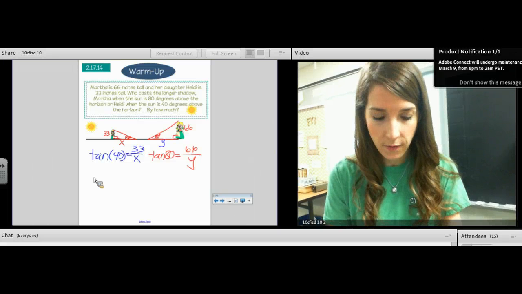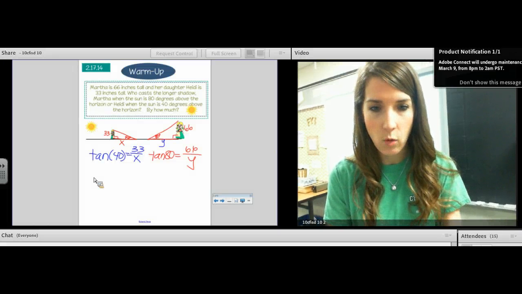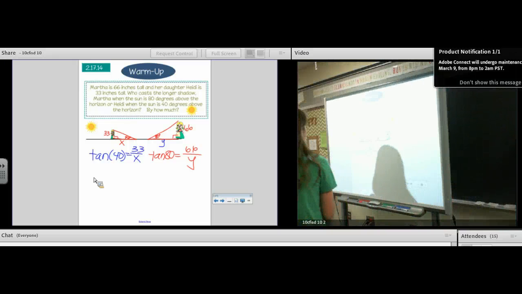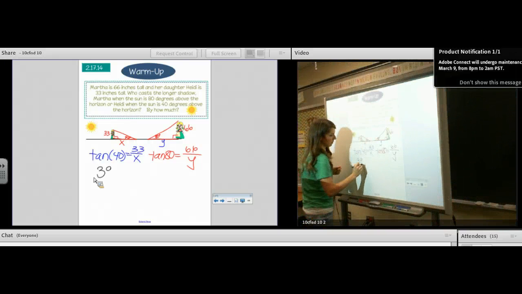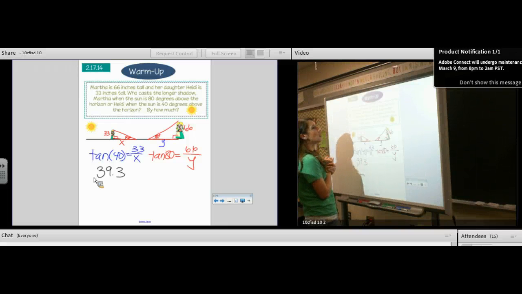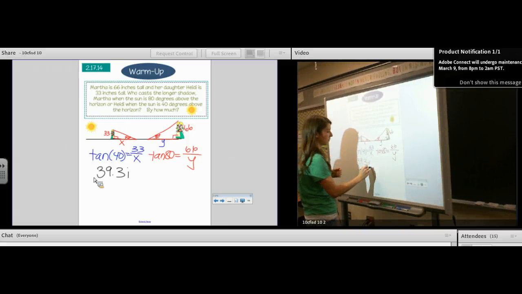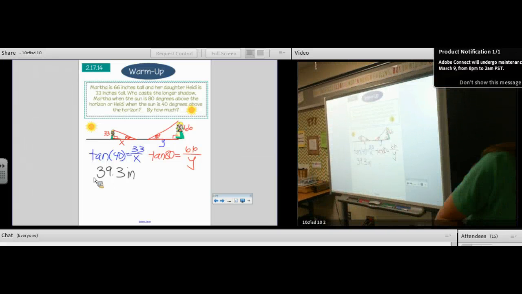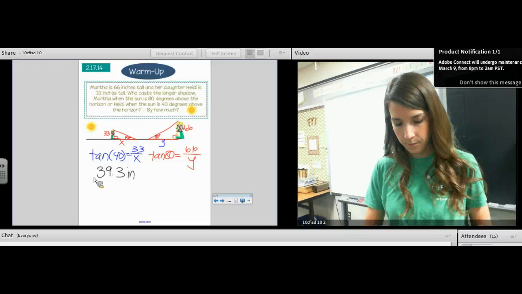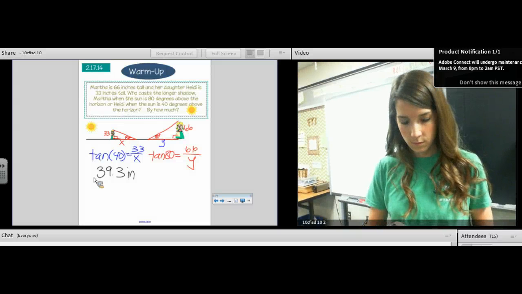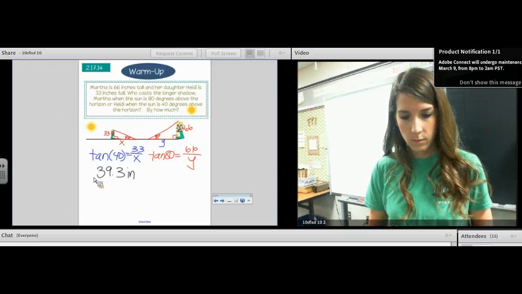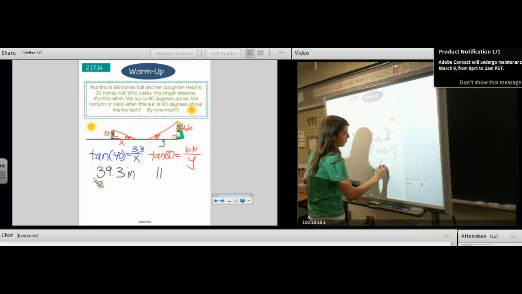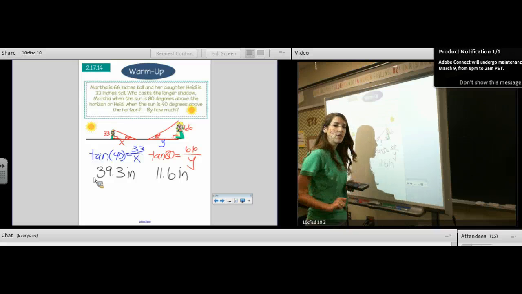Tahani, tell me what you get for X, and Jenny, tell me what you get for Y. So Tahani got 39.3. And these are inches. And Jenny, 11.64. We'll do 11.6 since we rounded the other one to the nearest tenth.